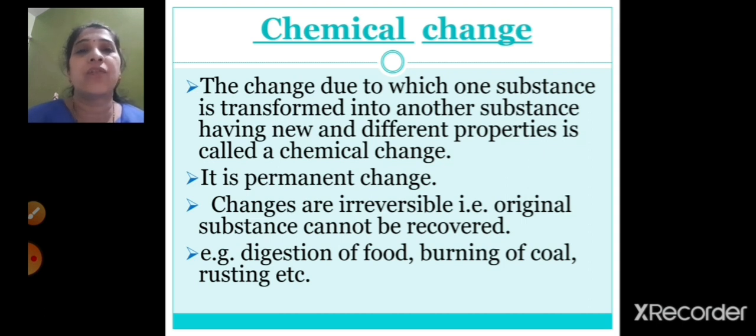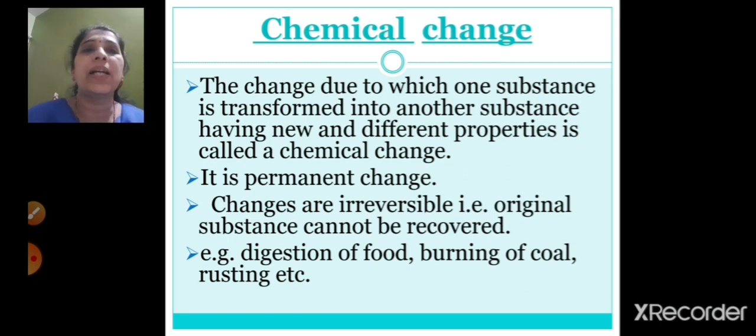Now, digestion of food. Whatever food you are eating goes into the stomach and it gets digested and it is excreted. You cannot reverse it back, right? Burning of coal also, when you burn coal, it will get converted into ashes, right? So you are not going to get the coal back again. Even rusting, right? If the iron gets rusted, you cannot bring it back to the original iron form, right? So these chemical changes are mostly irreversible, and the change is also permanent.